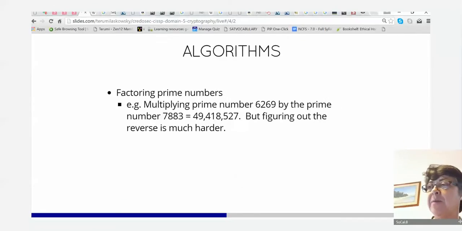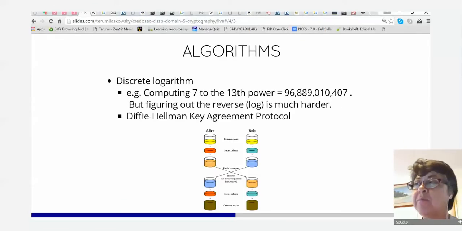So here's another example. This one's called discrete logarithms, and mathematics just was not one of my favorite things, especially when you came to calculus and all this stuff. But computing 7 to the 13th power, there's that big number, right? But figuring out the reverse, the log, is much harder. So there you go, that would be another example.